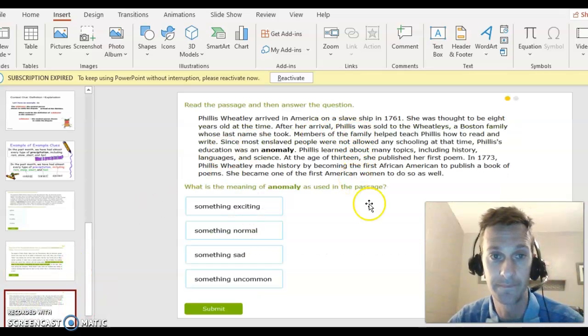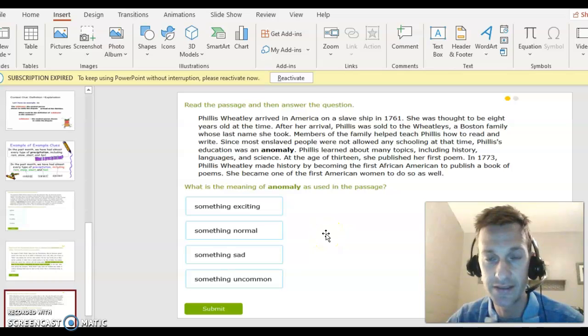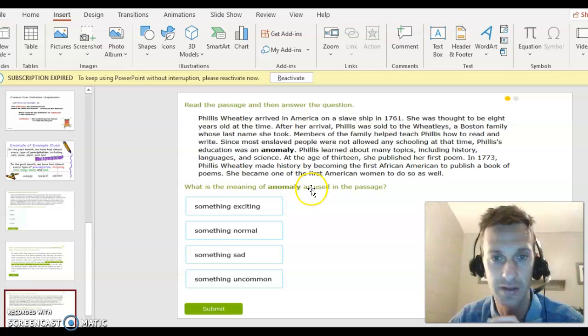All right, one more quick one. Phillis Wheatley arrived in America on a slave ship in 1761. She was thought to be 8 years old at the time. After arrival, Phillis was sold to the Wheatleys, a Boston family whose last name she took. Members of the family helped teach Phillis how to read and write. Since many enslaved people were not allowed any schooling at the time, Phillis' education was an anomaly. Phillis learned about many topics including history, language, and science. At the age of 13, she published her first poem in 1773. Phillis Wheatley made history, becoming the first African-American to publish a book of poems.